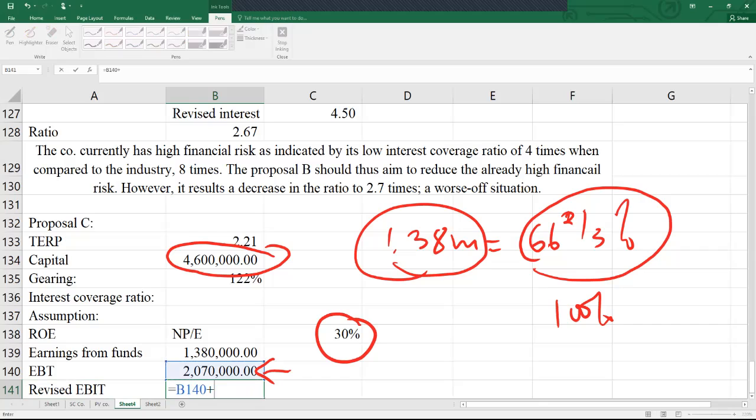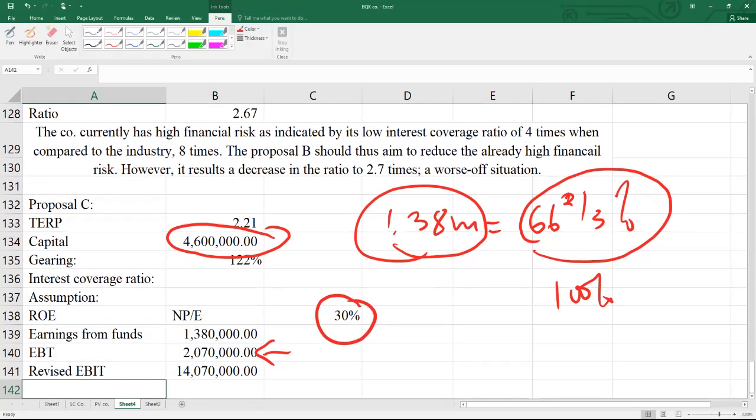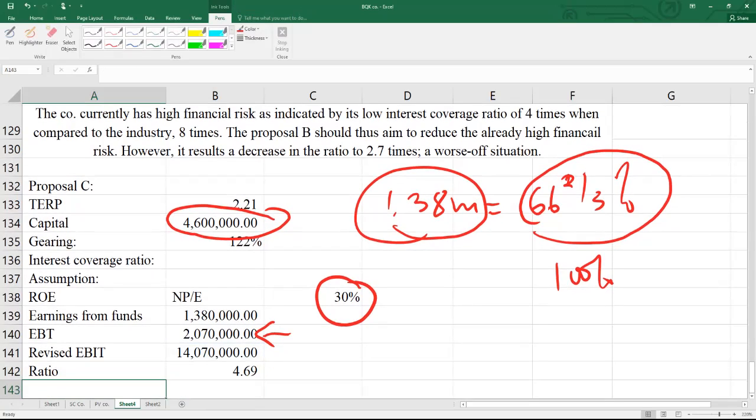plus the 12 million, which you already have from the old investments, 12 million. Here the 14,070. Therefore, the interest cover ratio will be equal to the earnings of the company divided by the interest, which remains at 3 million. We get 4.69. Is that clear?